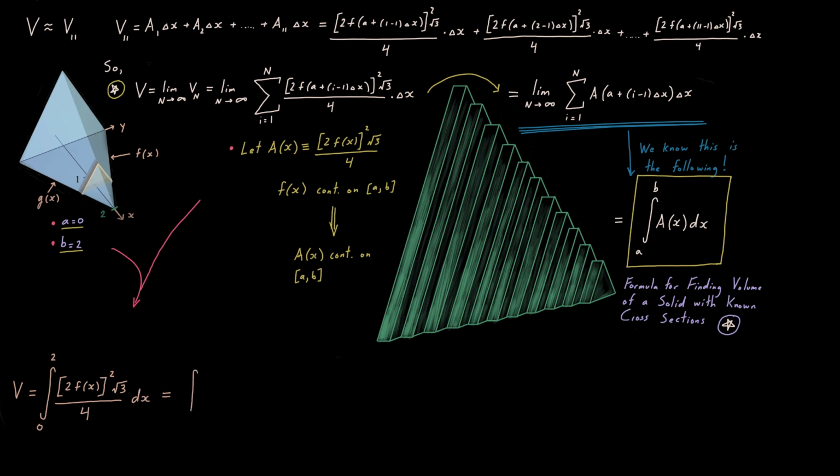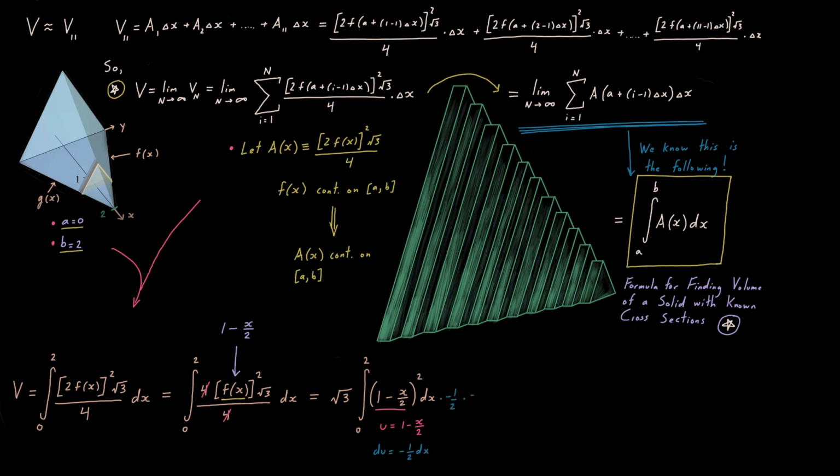So here we are. We can pull out the 4 by squaring 2. The 4's cancel. I can also pull out the root 3. Root 3 integral from 0 to 2 of f of x, but f of x was, remember, 1 minus x over 2. Plug him in, square him. Now you can fold this out if you want, but the easiest way to do it would be u-sub: u equals 1 minus x over 2, du is negative 1/2 dx. I need to multiply by negative 2. I bring that negative 2 on out, I get this.